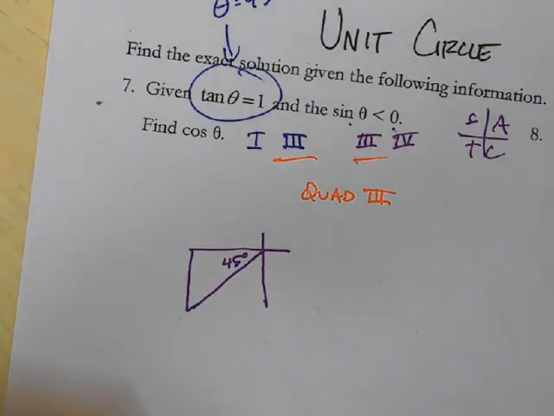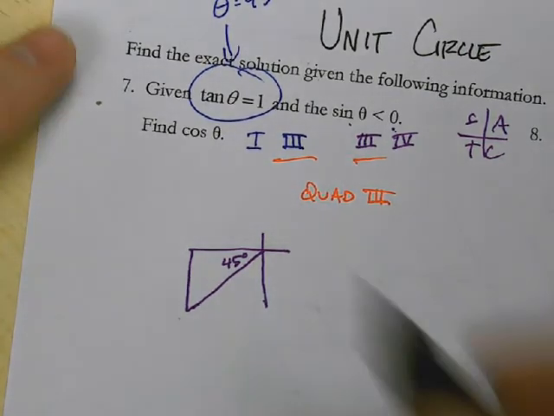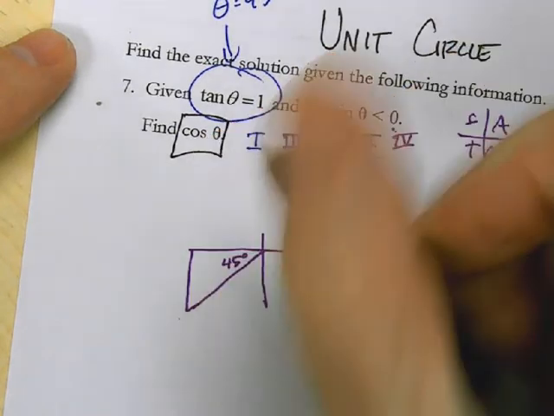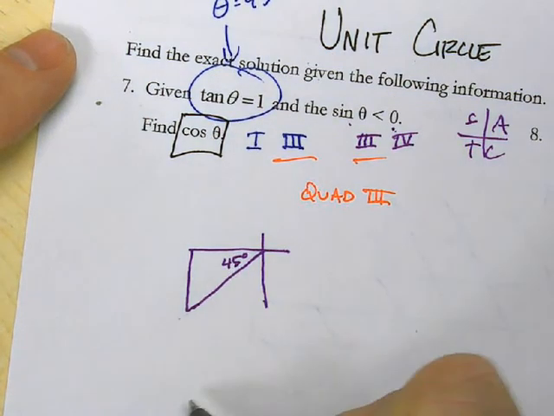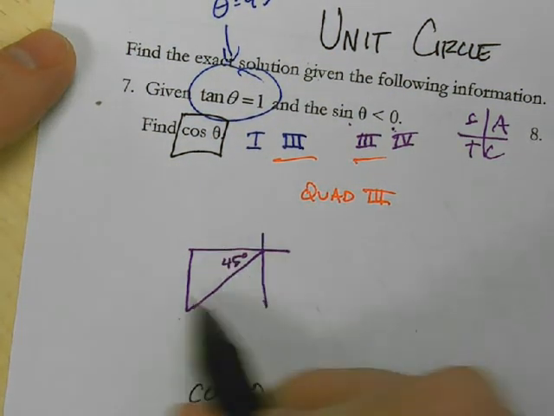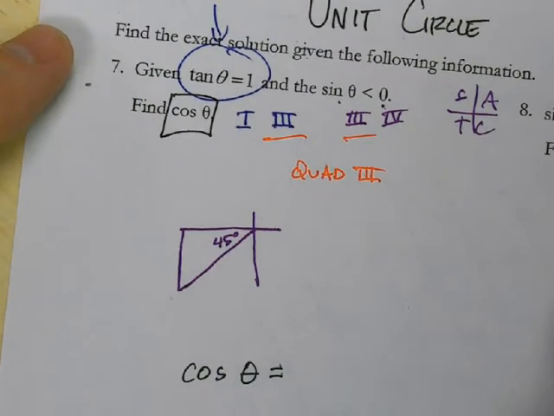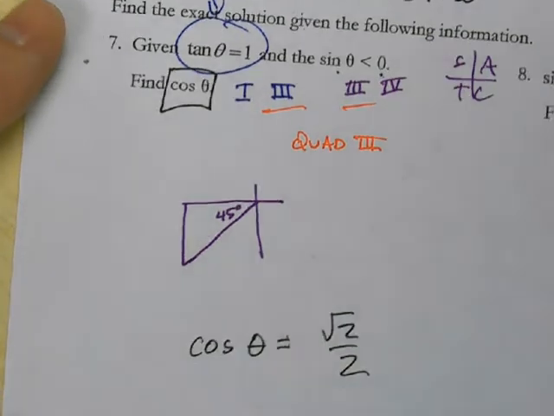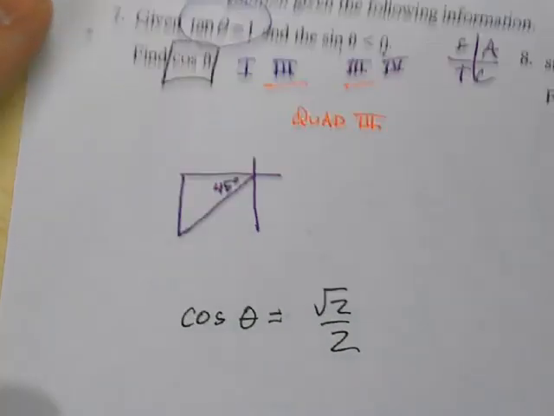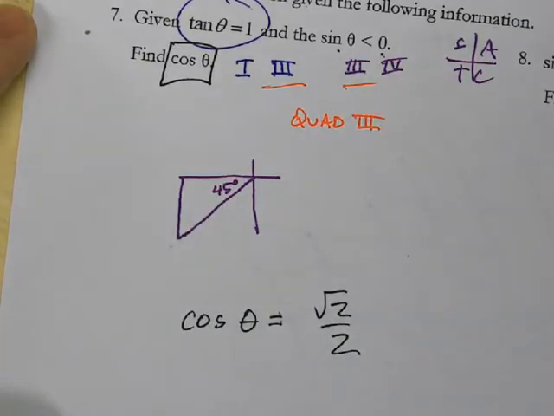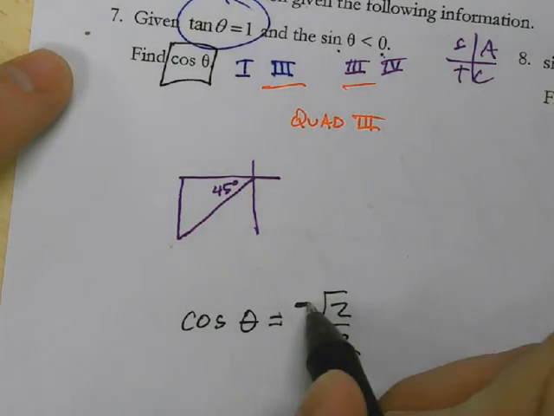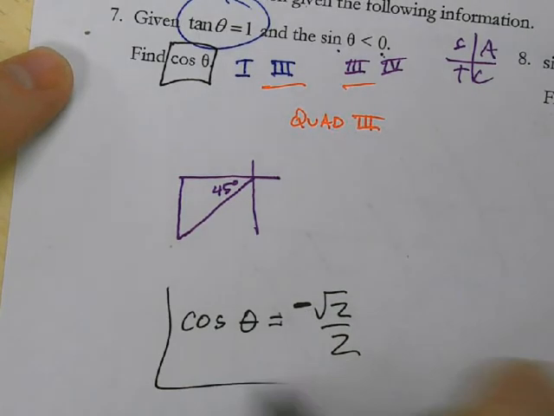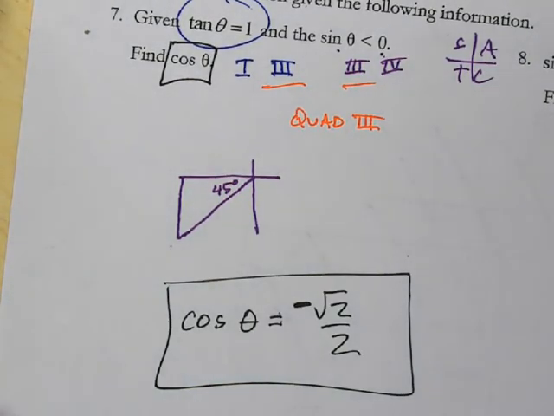Alright, here's their actual question. What is the cosine there? Well, the cosine right there, with the angle that we're talking about in that position, is the x value right there. The x value is square root of 2 over 2. But what quadrant am I in? So what's wrong with that? Don't forget the negative. Be careful. There's the answer to their question.